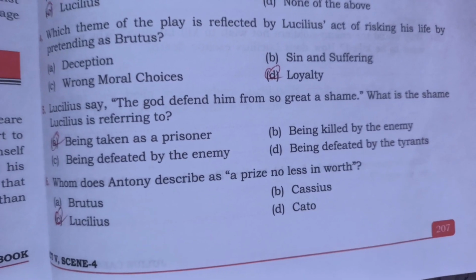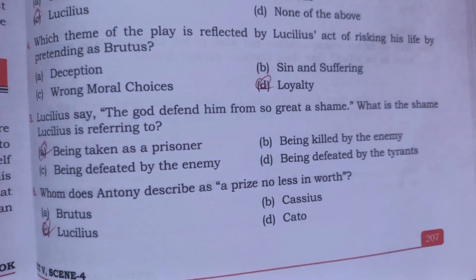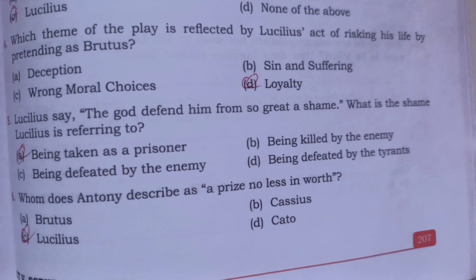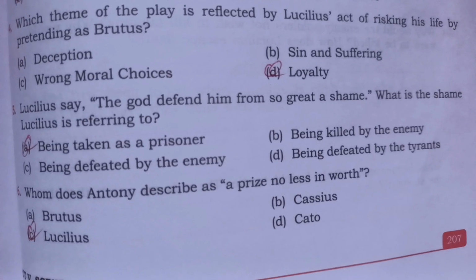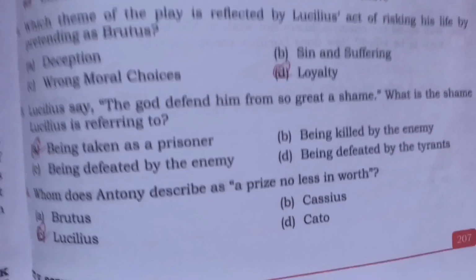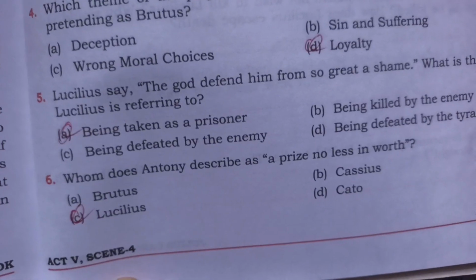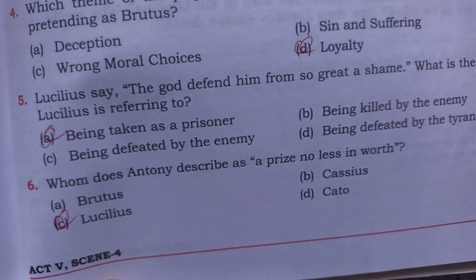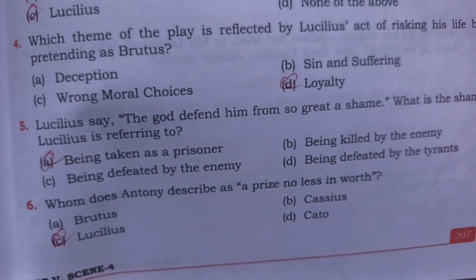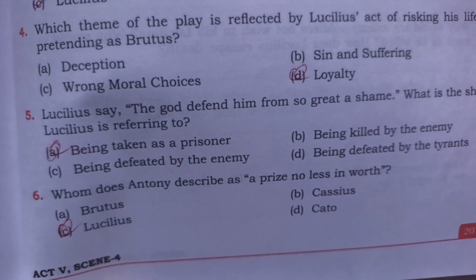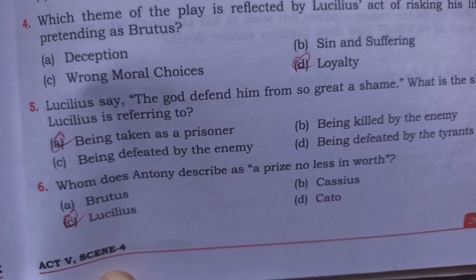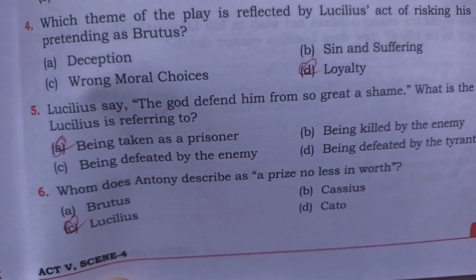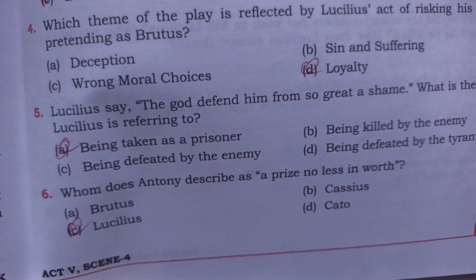Next, number five, Lucilius says the gods defend him from so great a shame. What is the shame Lucilius is referring to? Here option A is correct, being taken as a prisoner. Next, number six, whom does Antony describe as a prize no less in worth? Here option C is correct, Lucilius.